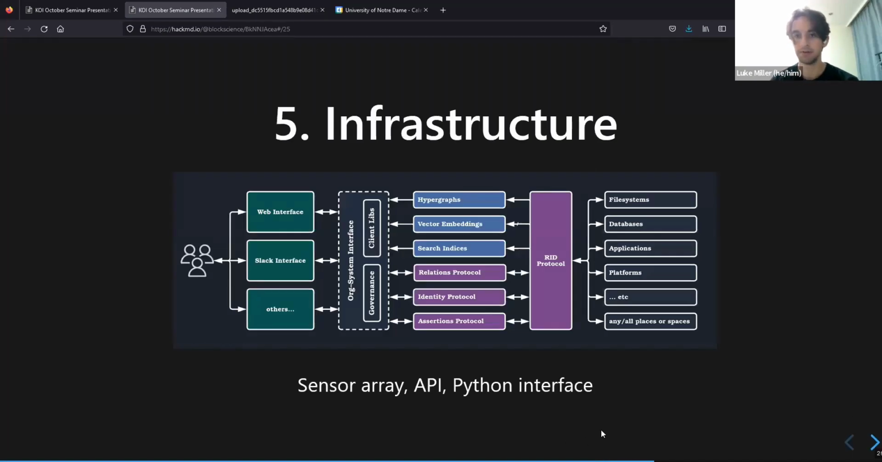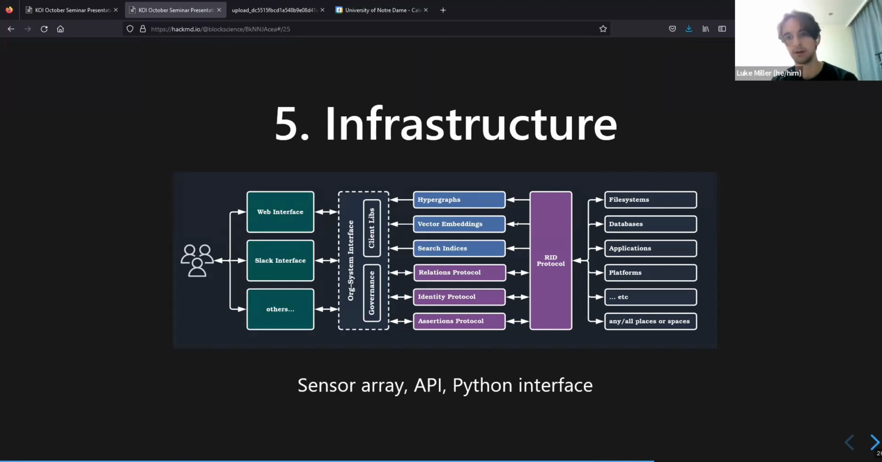So now that we've gone through the conceptual and protocol design, we're going to move into the actual infrastructure for the system that we've built. This is a big diagram showing all the different components that we've been talking about, but I'll just briefly touch on these three components at the bottom here.